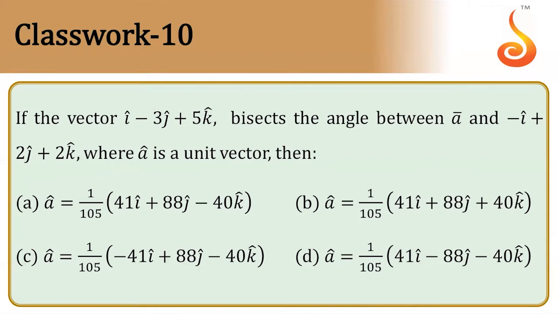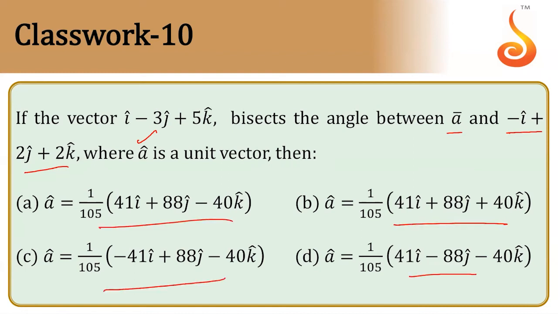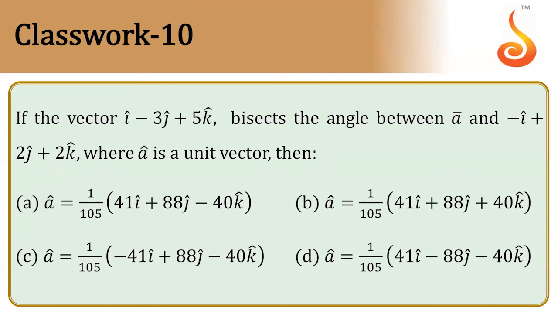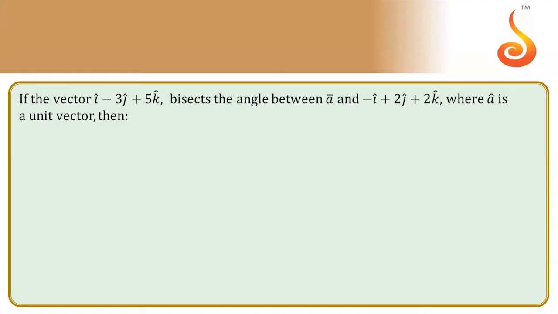Next, this question, this also we did previously. Now I will explain the concept. If the vector I minus 3j plus 5k bisects the angle between A bar and this vector, and A cap is a unit vector, then we want the A cap value. You have to find A cap only, because all options are unit vectors. So how to solve this one? The angle between A and this one, you take B bar. This is C bar.